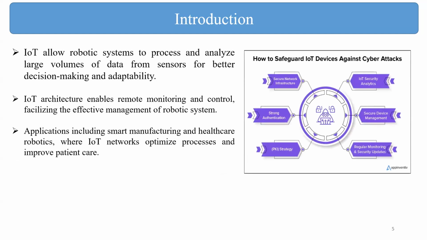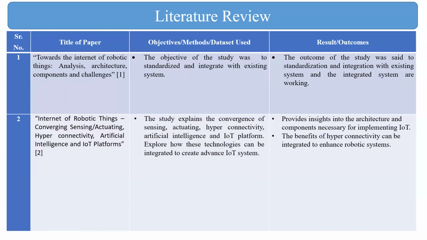IoT allows robot systems to process and analyze large volumes of data from sensors for better decision making and adaptability. IoT architectures enable remote monitoring and control, facilitating the effective management of robot systems. Applications include smart manufacturing and healthcare robotics. This is the literature review: my paper is a review on the application of cybersecurity in IoT integrated robotics.